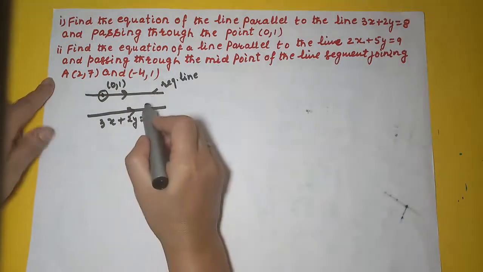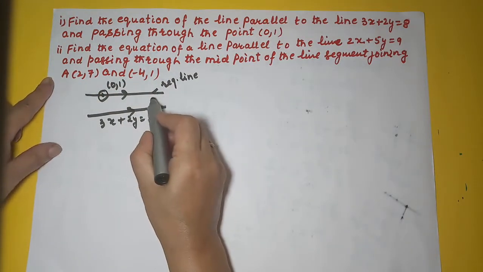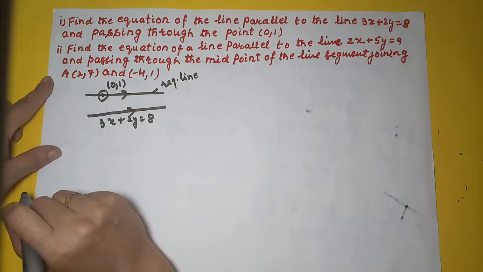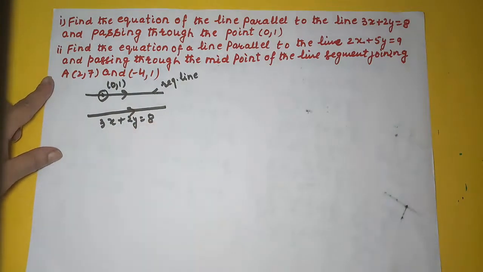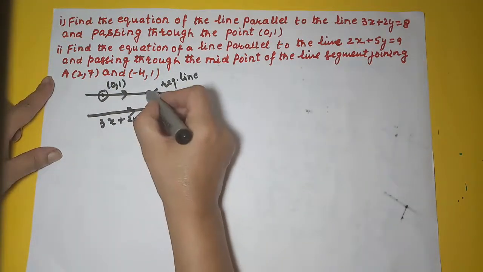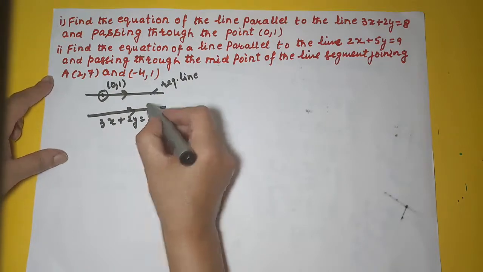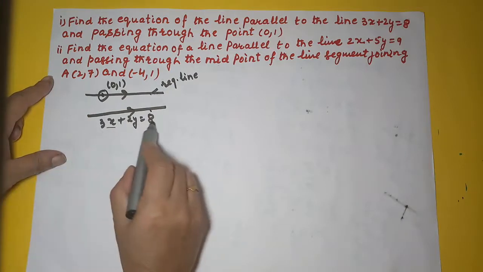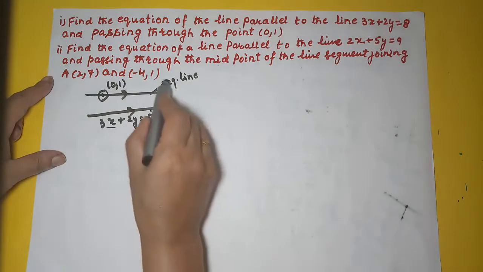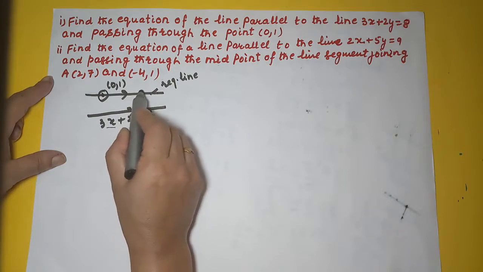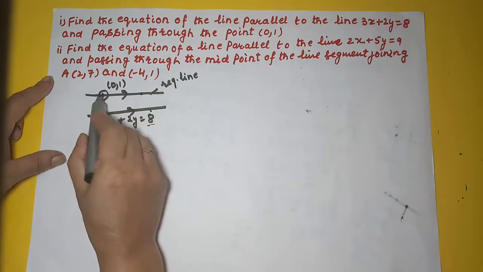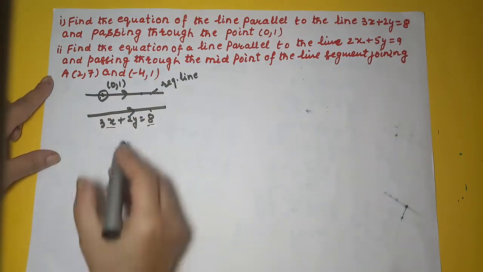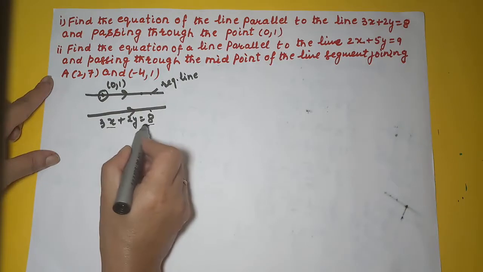Now what do I require in order to find the equation of a line? Slope and point. Then I can use point slope form. Right? Now the point is given, the slope is not given. But one thing is sure, that this line is parallel to this line. So when two lines are parallel, their slopes are equal. So if I can find the slope of this line, that will automatically become the slope of this line. Now I have got the slope, I have got the point, I can use point slope form to find the equation of the required line. Right? So how do I find the slope of this line?